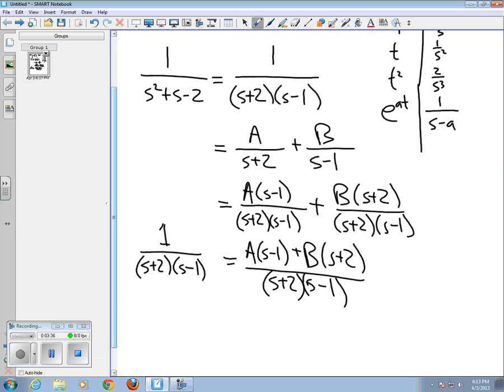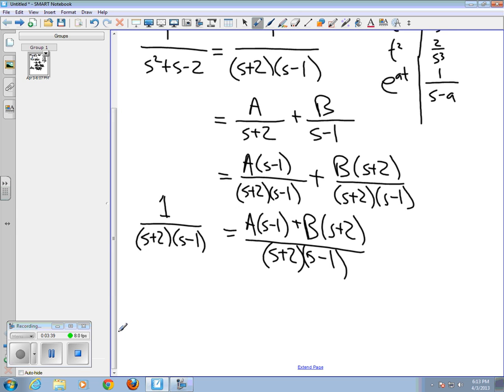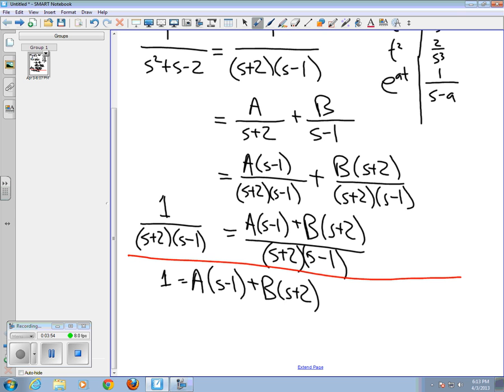So let me set the numerators equal. So I've got 1 equals A times s minus 1 plus B times s plus 2. And let me put a little dividing line here because we're moving on to a next step. And so what we want to do is figure out what A and B are.